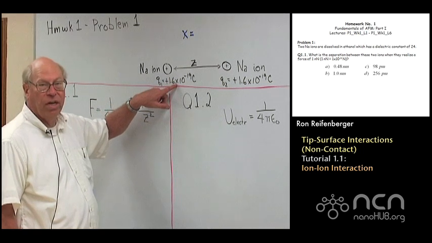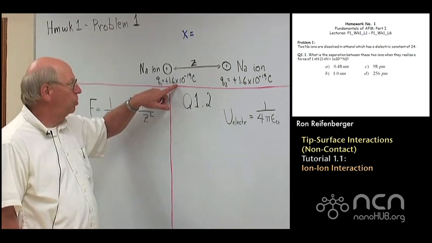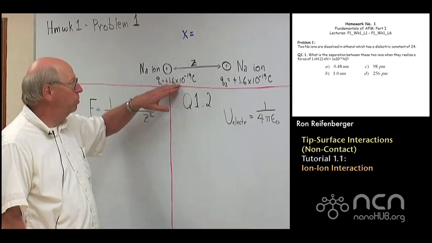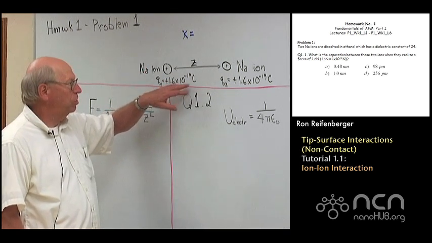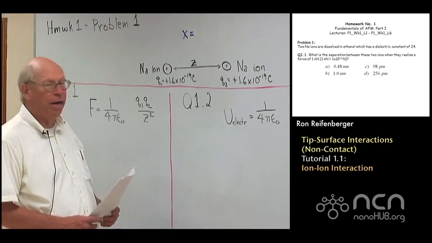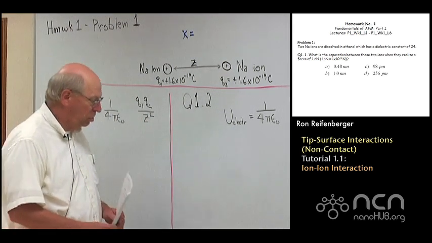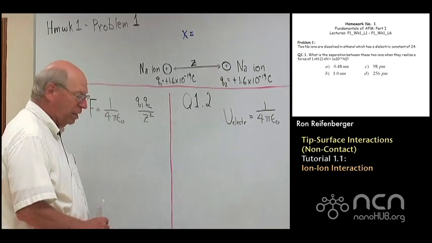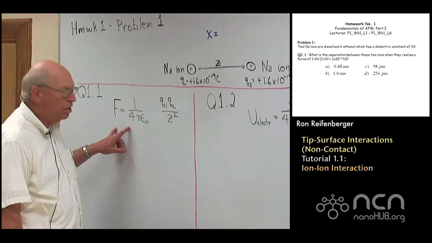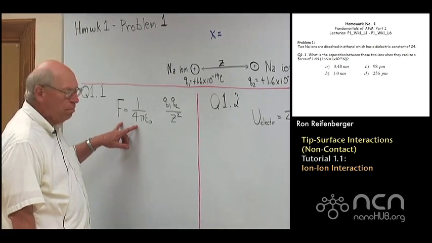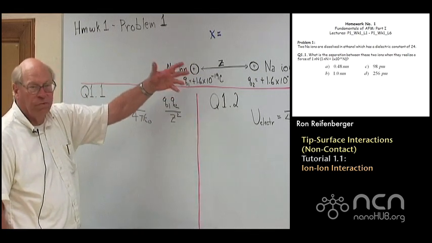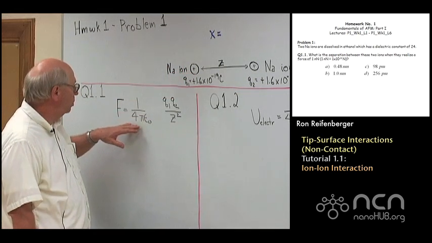The charge associated with each sodium ion is the charge that remains after 1 electron has been removed. So the charges in this problem are both equal to 1.6 times 10 to the minus 19 coulombs, which is the magnitude of the charge on an electron. If we were going to calculate this force in free space, we would just use Coulomb's law because these are, to a very good approximation, point charges.